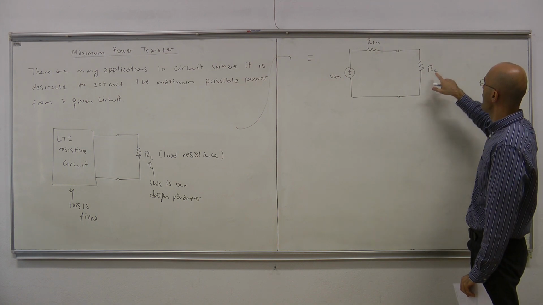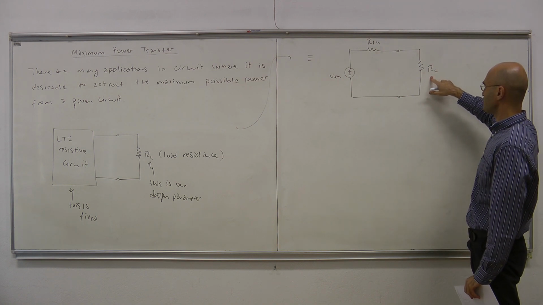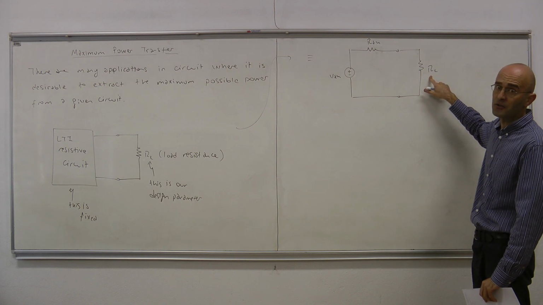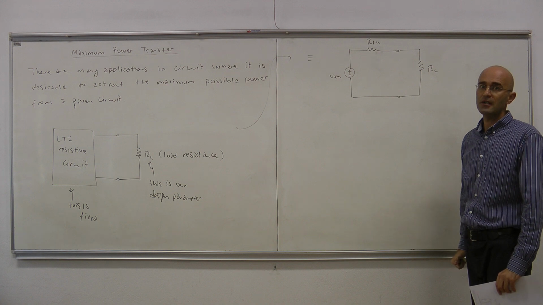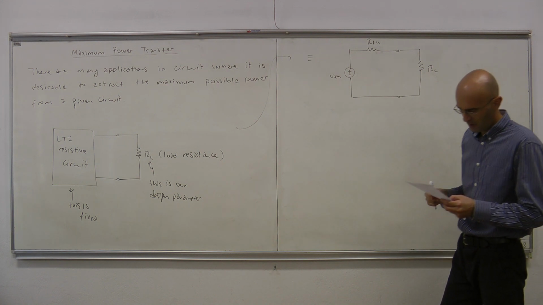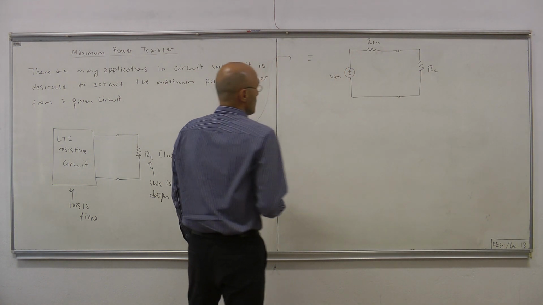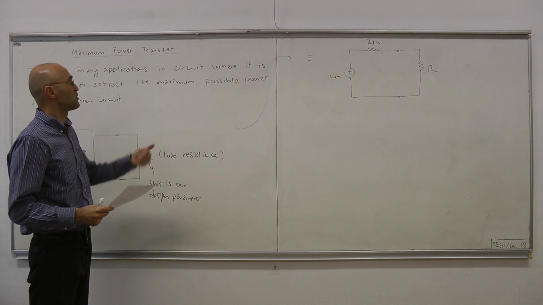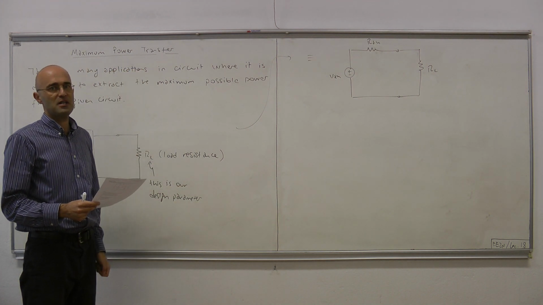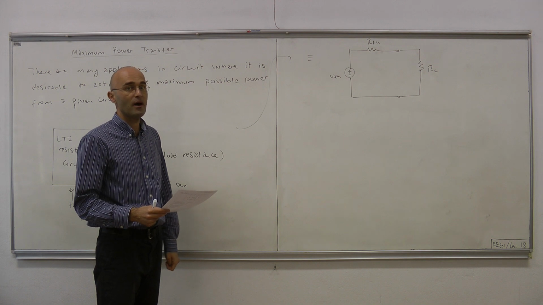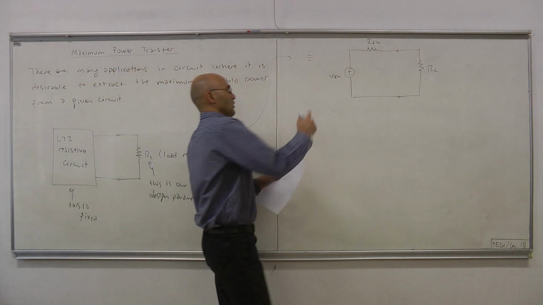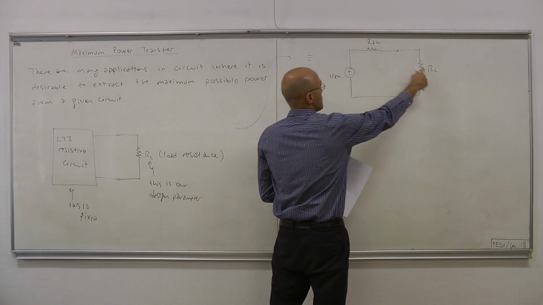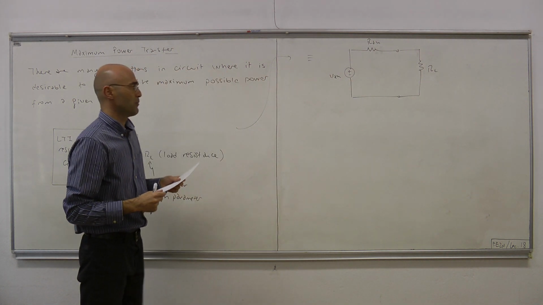And now the question is how we should pick RL, this resistance, so that the power that it extracts from the rest of the circuit is maximum. So first, since we try to maximize power, it seems reasonable as a first step to write down the power in terms of those parameters, where this is fixed, and that's a design parameter.